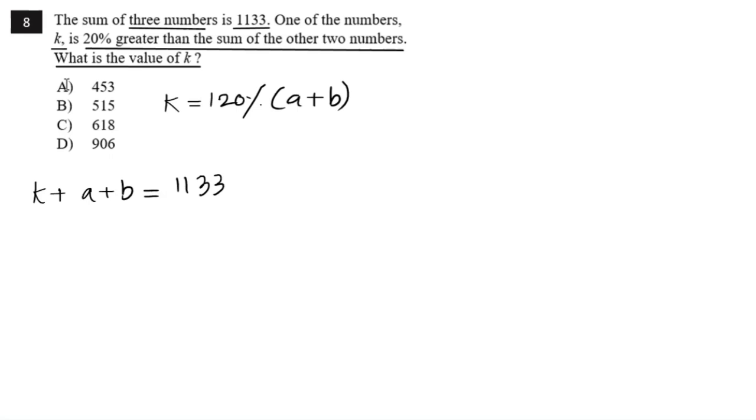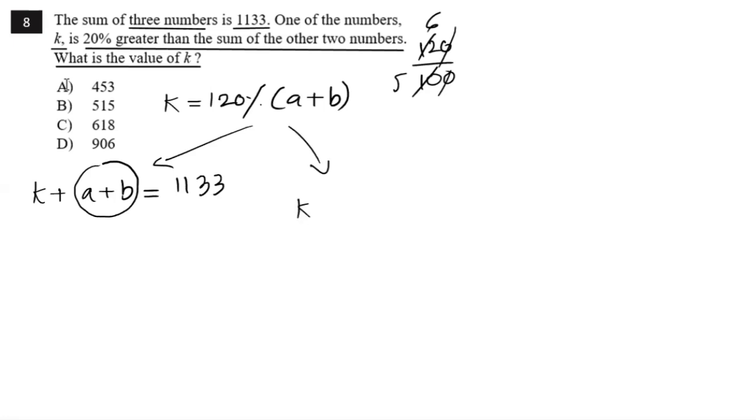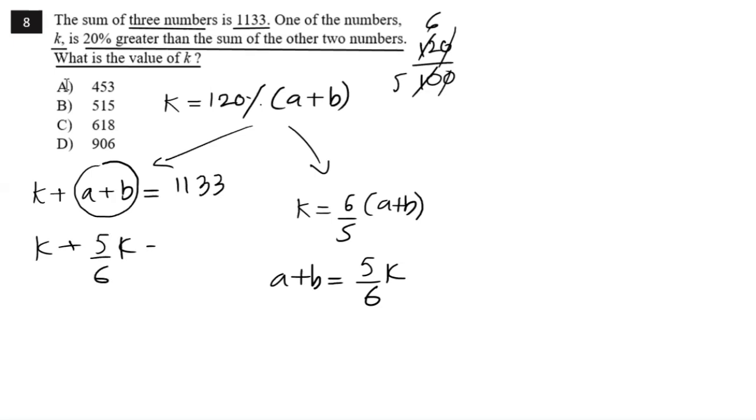So if I can find a way of substituting the value of A plus B in this equation in terms of K. So 120% is 120 divided by 100, which is 6 divided by 5. Some calculators can straight away give you the fraction, so you can use that. 6 over 5 times A plus B. So A plus B's value in terms of K will be 5 divided by 6 K. And I can sub it here. 5 over 6 K equals 1133. It's going to be 11 over 6 K equals 1133.